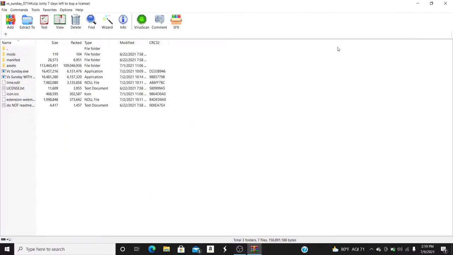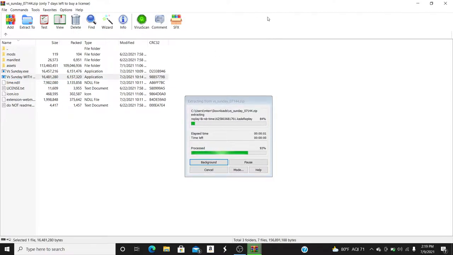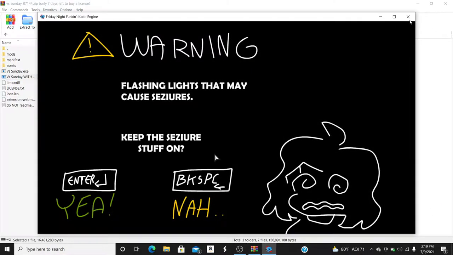Now there's two different versions. There's versus sunday.exe, and then this is versus sunday with shaders. To be honest, I think the shaders one is much better, just because it makes it look more smooth.